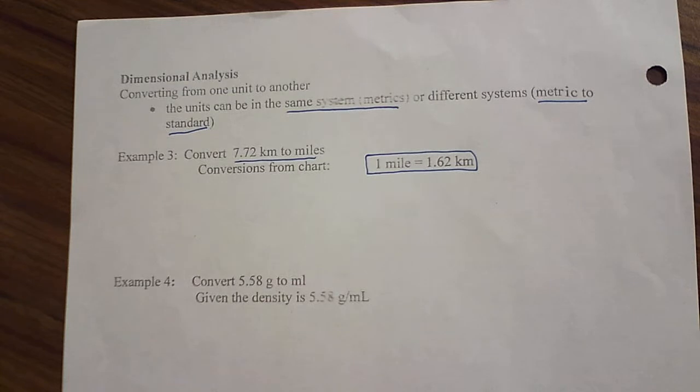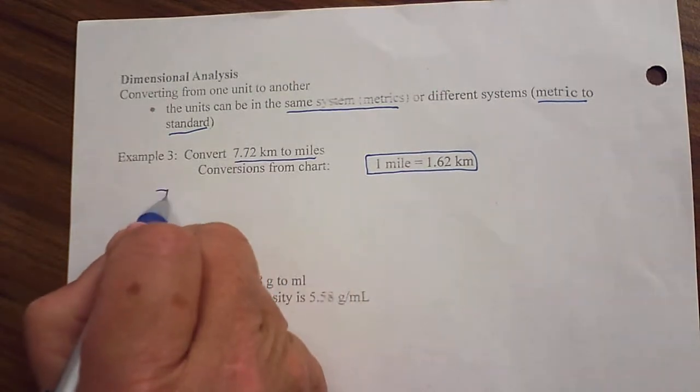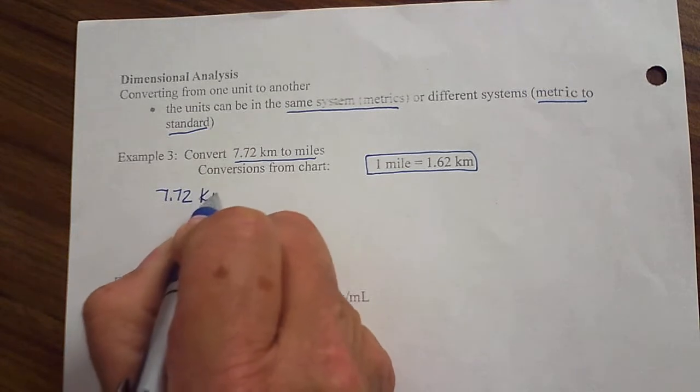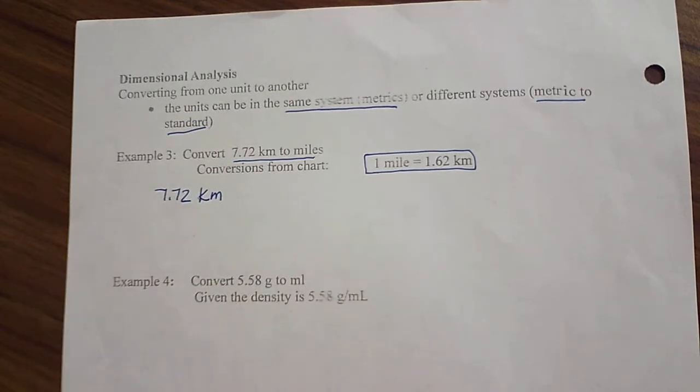So when we're doing this conversion, we're going to keep that 1 with the mile and the 1.62 with the kilometers. We're going to start with the 7.72 kilometers, and the reason is because when we're converting, this is a little bit like a journey, and so we're going to say, where are we starting and where are we heading to? In this case, we're heading to miles, and that's where we're going to end up. We're going to end up in the units of miles, and we're starting with 7.72 kilometers.